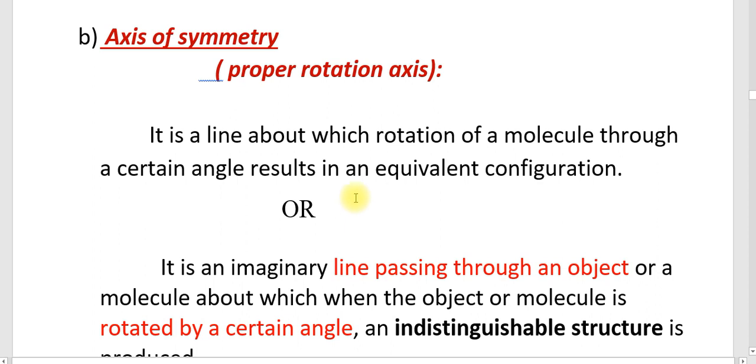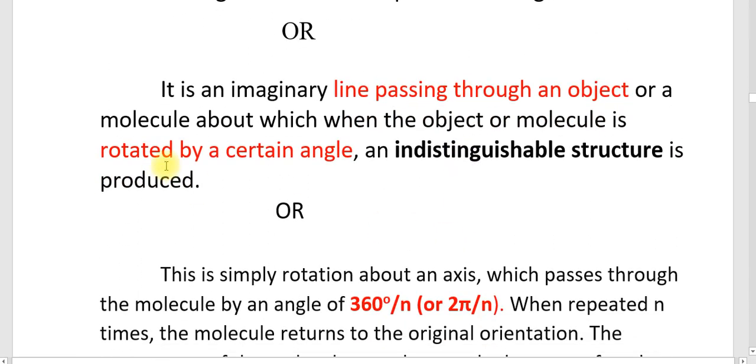First of all, we can see what the definitions are that I have given here. It is a line about which rotation of a molecule through a certain angle results in an equivalent configuration. Or in another definition, it is an imaginary line passing through an object, that is a molecule, about which when the object or molecule is rotated at a certain angle, an indistinguishable structure is produced.